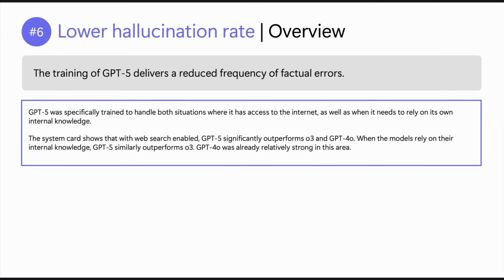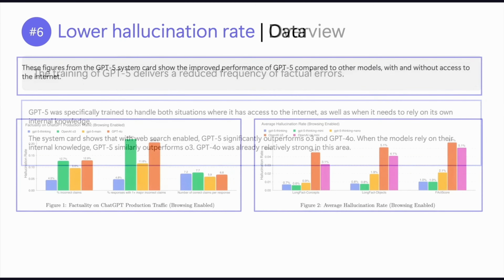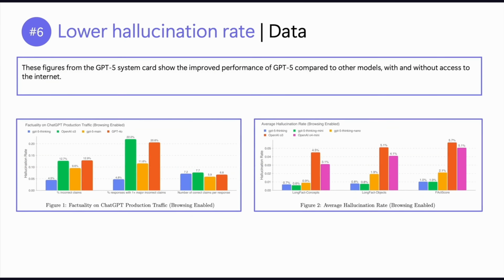GPT-5 was specifically trained to reduce the frequency of factual errors. There's two key scenarios, which is when it's searching the web, we don't want it to hallucinate, and when it's relying on its own internal knowledge. And we can see from the system card that GPT-5 significantly outperforms o3 in both scenarios and outperforms 4.0 on one of those scenarios.